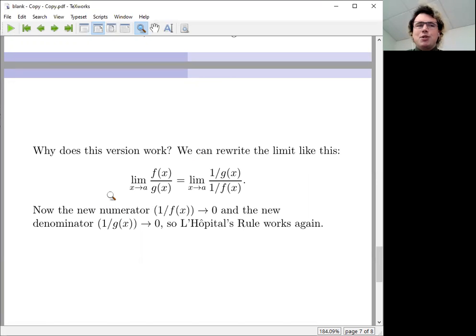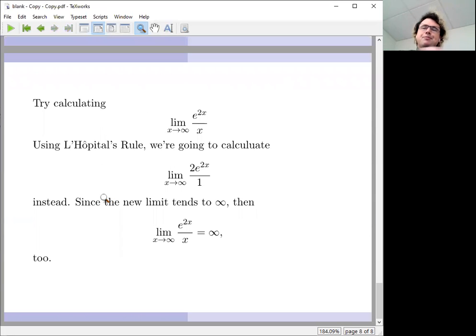Let's actually use this formula on a problem. Let's calculate the limit as x goes to infinity of e to the power 2x all on x. So each of these functions, the numerator and the denominator, go to positive infinity as x goes to infinity. So we are allowed to use L'Hopital's rule to say, well, the derivative of my numerator is 2e to the power 2x. The derivative of my denominator is just 1.